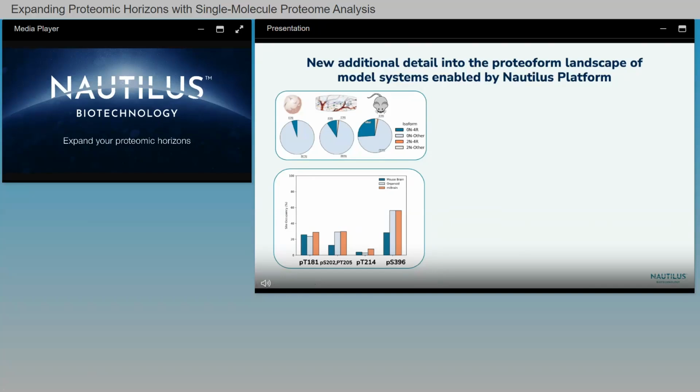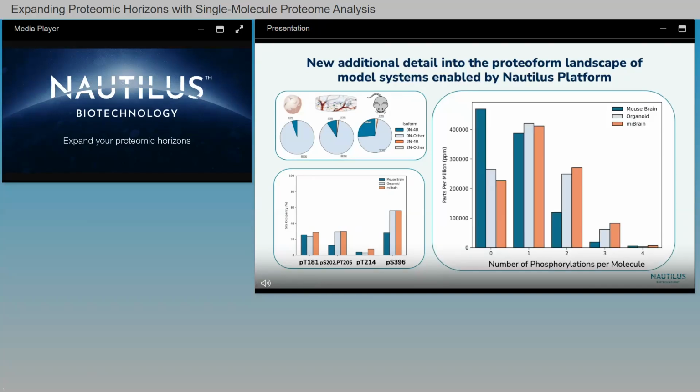Likewise, when one goes that next level of detail to be able to look at multiple phosphorylations per molecule, again, you can see this shift as one moves to the more disease model systems, the organoid and the MyBrains, where you start to see this multiple modifications per molecule and an increased prevalence of it, potentially associated with progression.